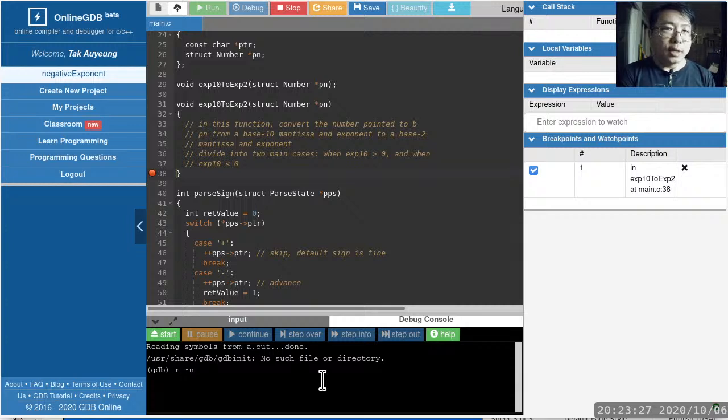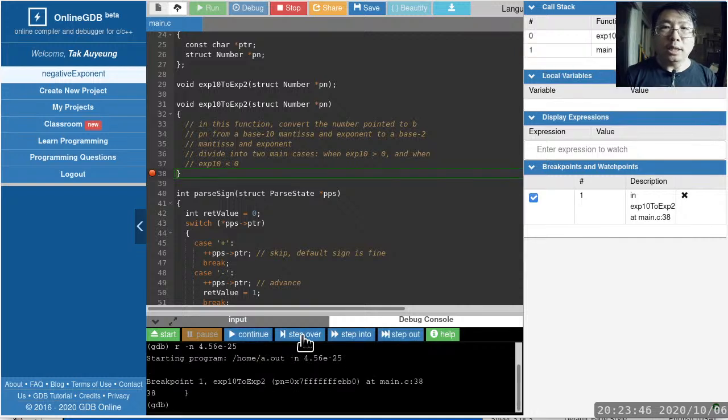So you have to run with a -n, specify the string value that you want to convert to double. Okay, so you can say 44.56 times 10 to the power of -25. Okay, and then press the enter key, and just make sure you can at least get to the breakpoint.